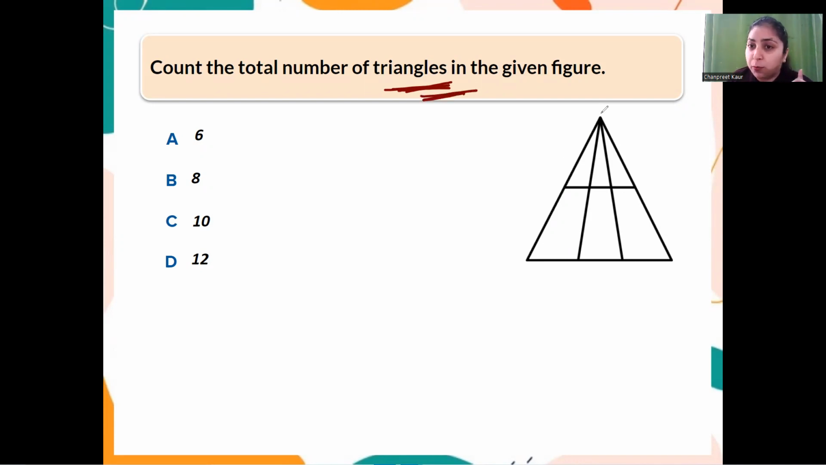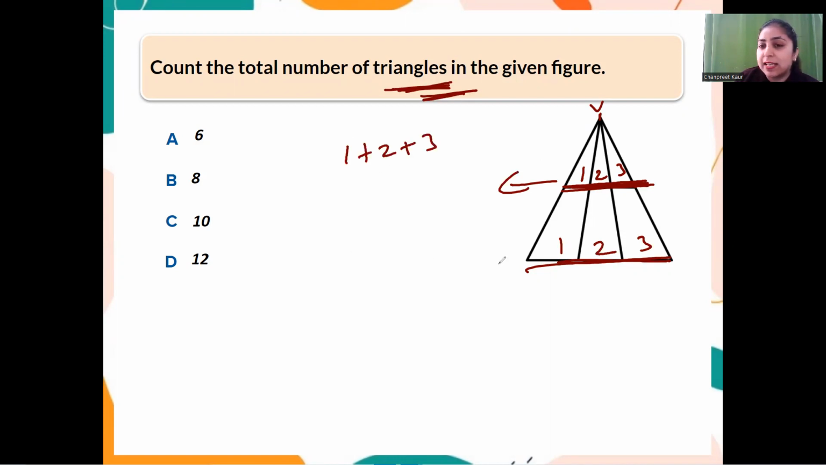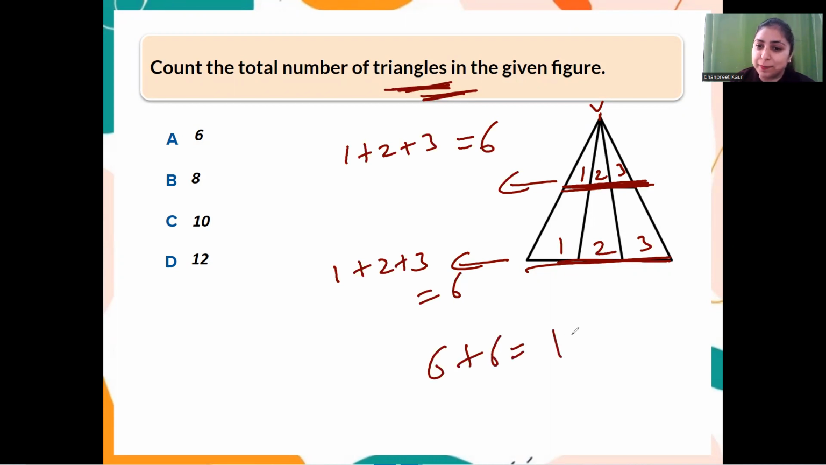So I have one trick. If the triangles are formed on one vertex, just check the base. In this question, we have 2 bases. So just give numbering to the bases. On first base, we have 1, 2, 3. By chance on second base, we have again 1, 2, 3. So I just need to add this. So this is 6, and this is 6 again. So my complete answer will be 6 plus 6. So 12 is the correct answer in this case. Right?